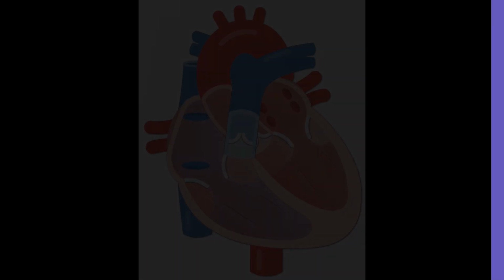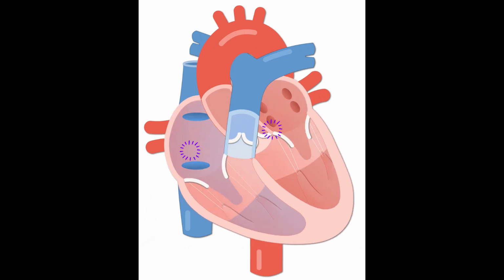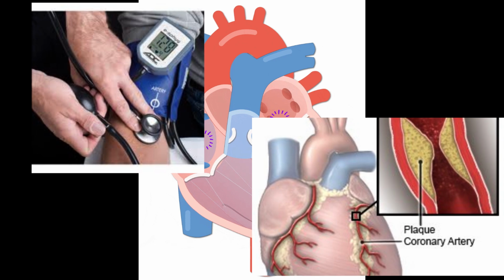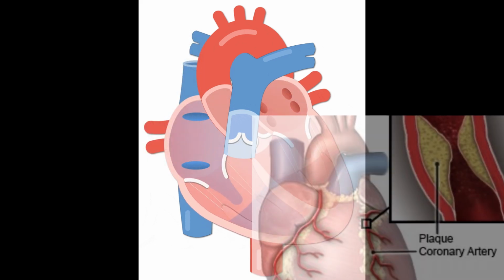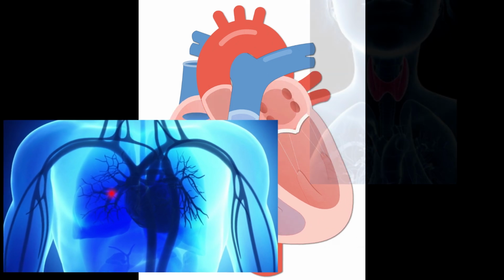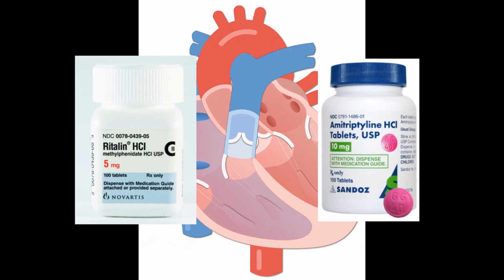Atrial flutter can be caused by a variety of factors, including underlying heart disease, such as hypertension or coronary artery disease, and other medical conditions, such as thyroid disease or pulmonary embolism. Certain medications, such as stimulants or some antidepressants, can also trigger atrial flutter. In some cases, atrial flutter can occur without an identifiable cause.